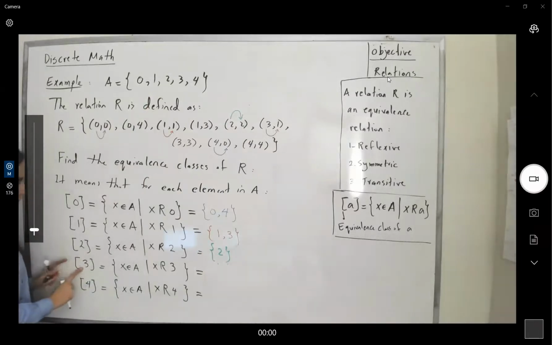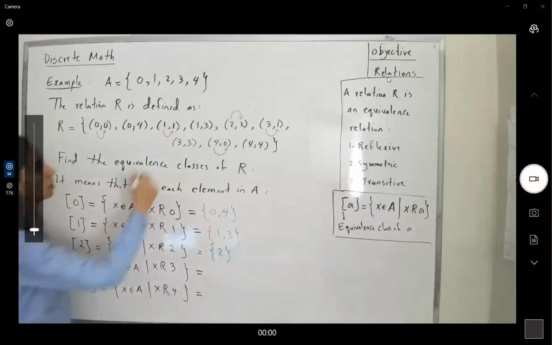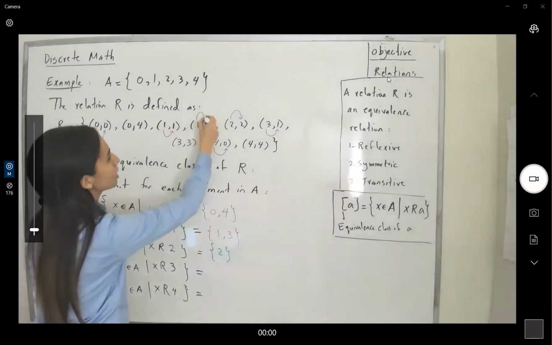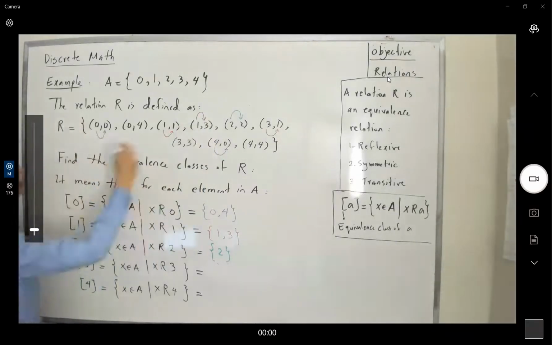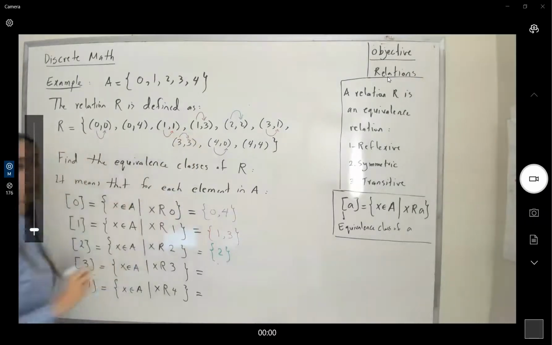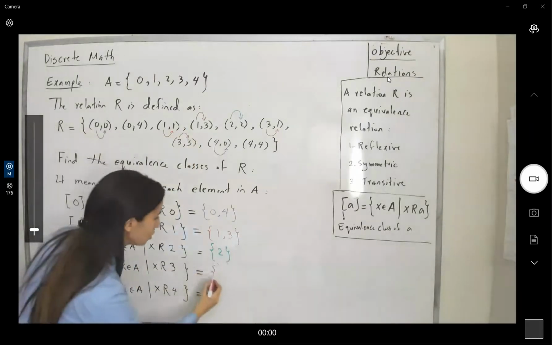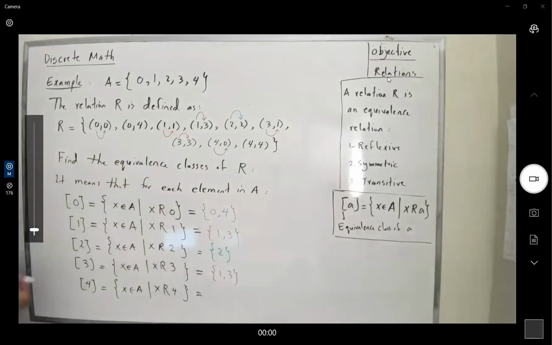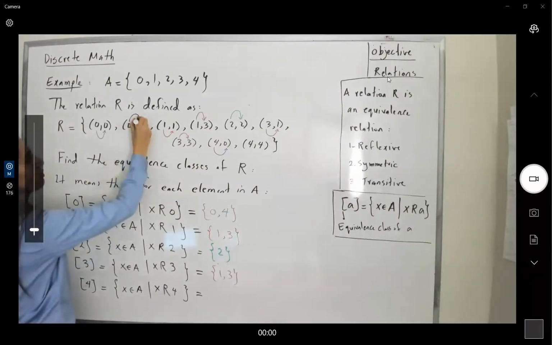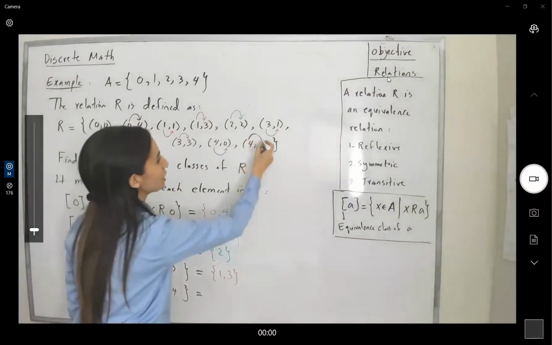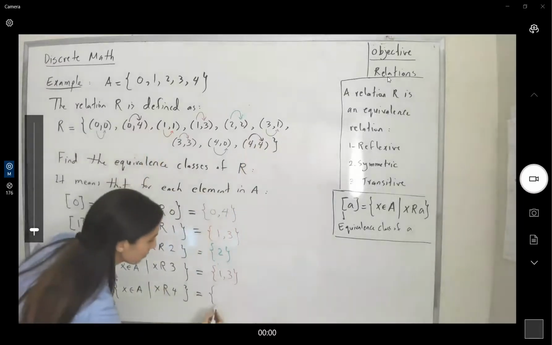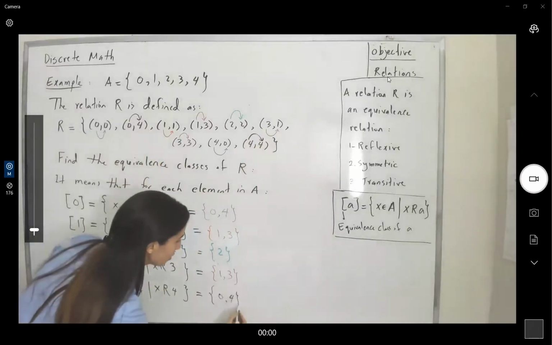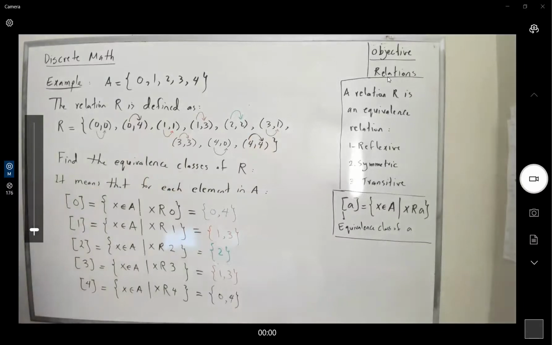Equivalence class of 3. What is in relation with 3? Okay, 1 is in relation with 3. What else is in relation with 3? 3 is in relation with 3. So here you have 1 and 3. Okay, what is in relation with 4? 0 is in relation with 4, and 4 is in relation with 4. So 0 and 4.